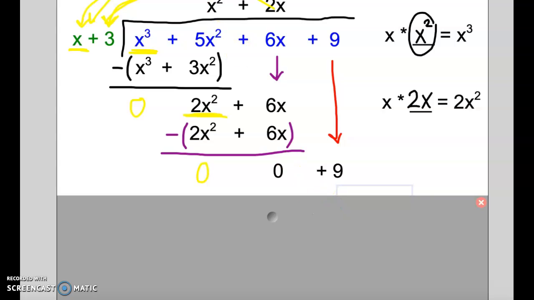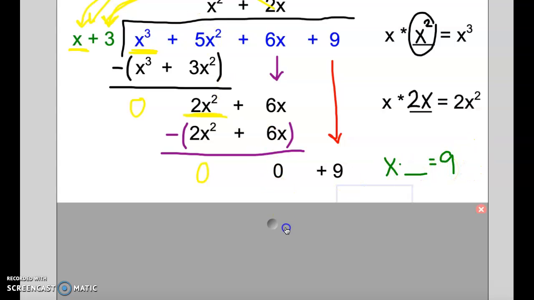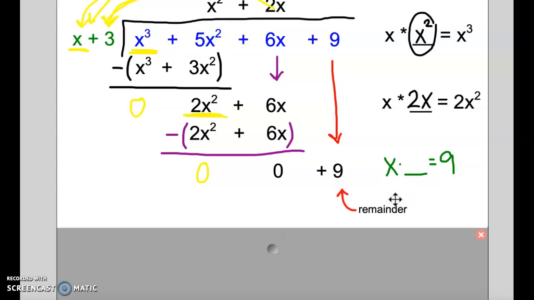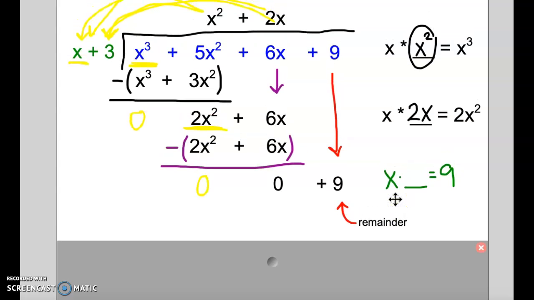So here's where we're actually done, because my next step would be x times what is going to give me 9? Well, that's impossible, right? I can't multiply a variable by something to get just a number. So that's how I know I'm done, when I can't continue and restart. So that 9 is my remainder, okay?